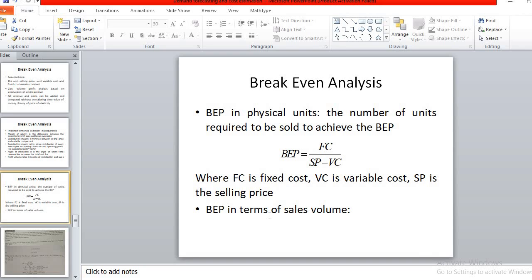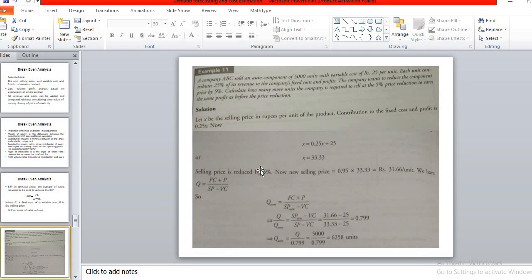So with these equations, or with these terms, we will go through some examples based on this break-even analysis. So this is one example given here.